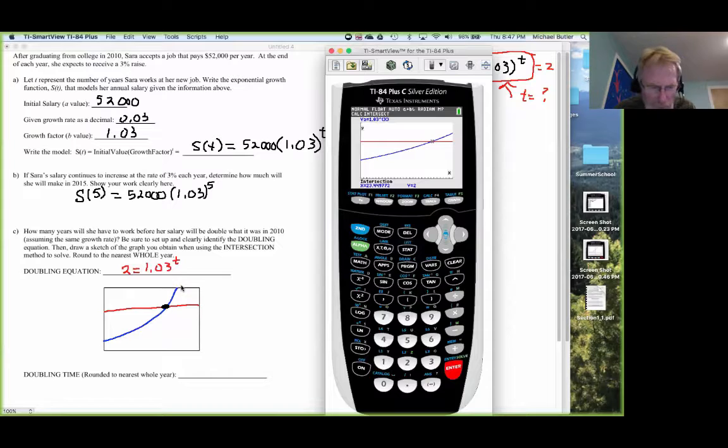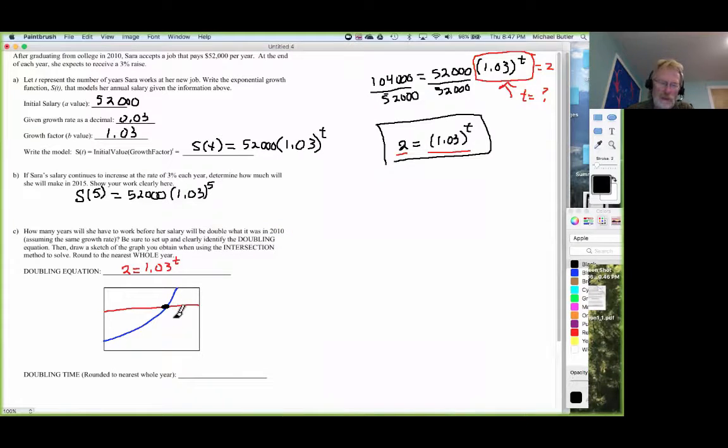They want us to round to the nearest whole year, so we would round to 23 years basically. Although really it should be 24 because she's not going to make double at that time. So about 23 years.